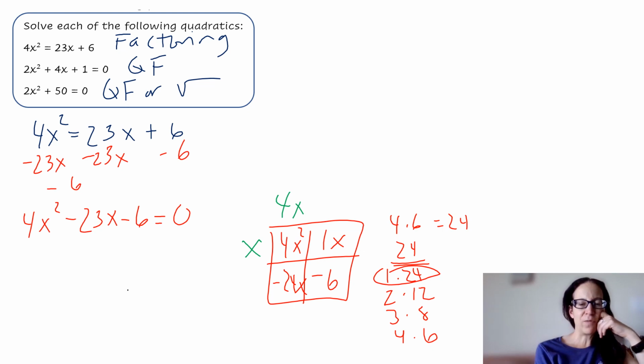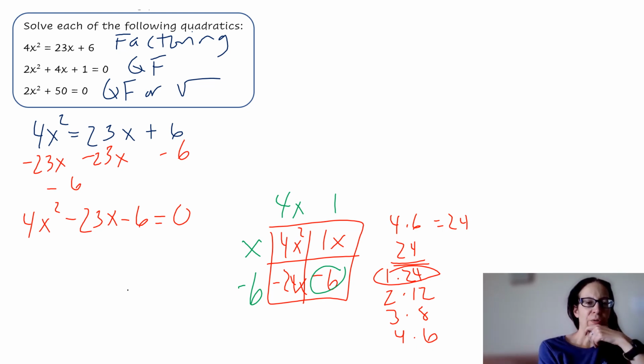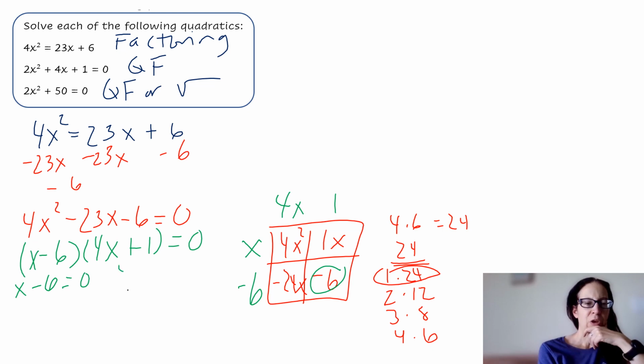So x times 4x gives you 4x squared, x times 1 gives you the 1x. This would be a -6, and then we can check -6 times 1, which would give us the -6. So the factors are x minus 6 and 4x plus 1. And then we engage the zero product property, so x minus 6 could be equal to 0, or 4x plus 1 is equal to 0. And we just solve each of those independently.